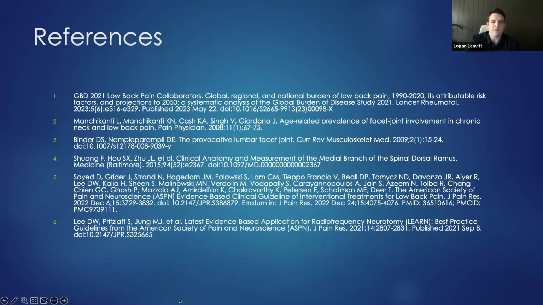And those are some of my references. Most of them, those first few slides, was talking about lumbar facet arthropathy, but those are my references.